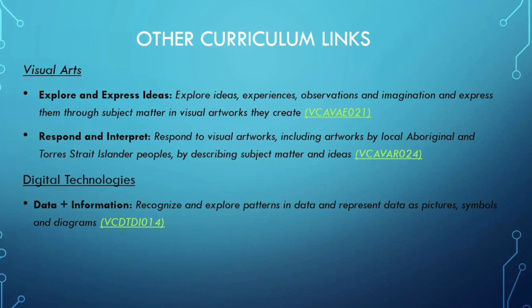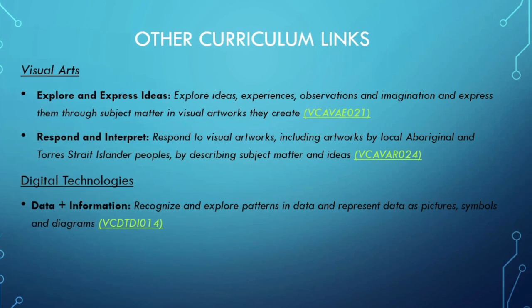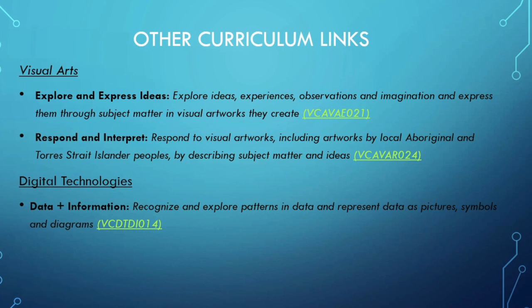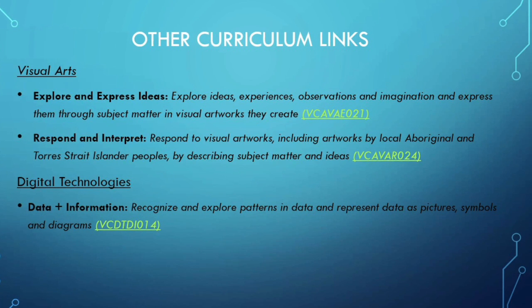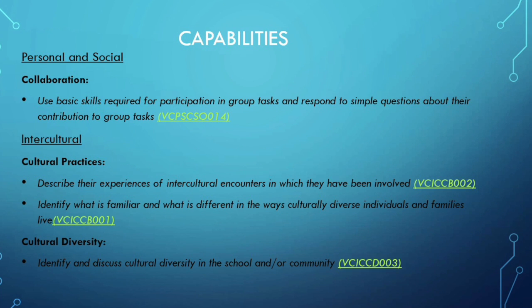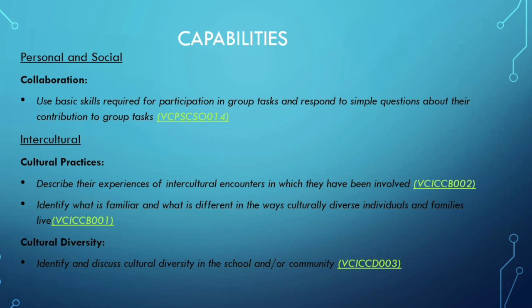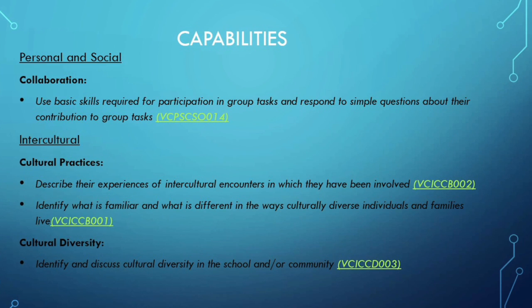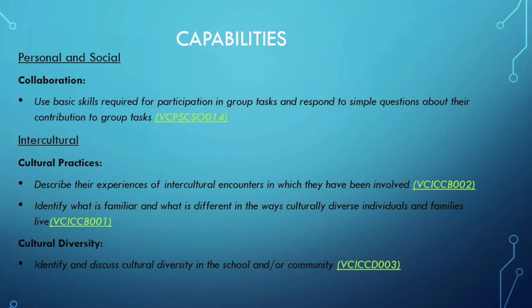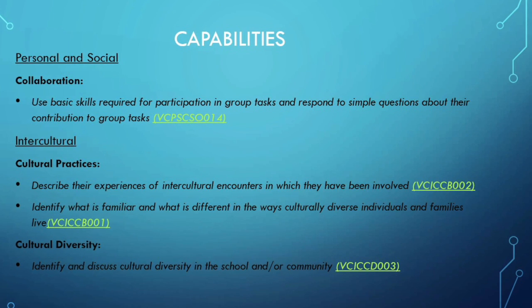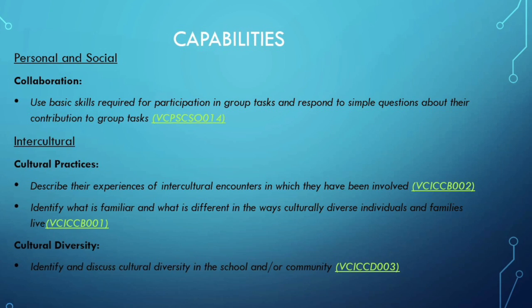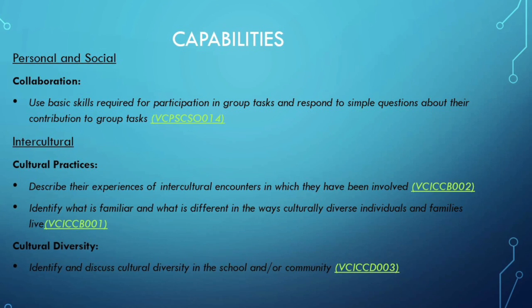Another curriculum link is digital technologies. Not only are students possibly using technology to access these maps and information, but they could also use it to create diagrams and pictures to showcase what they have learnt about each other. Lastly, the students are working on their cross-curriculum priorities. They are working on the personal and social skills of collaboration, using their basic skills to participate and respond to others, while participating in group tasks such as looking at a world map and discussing where everyone is from.